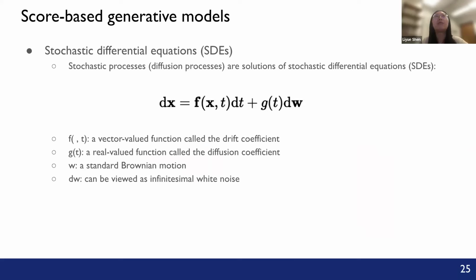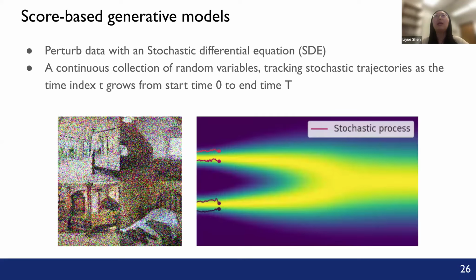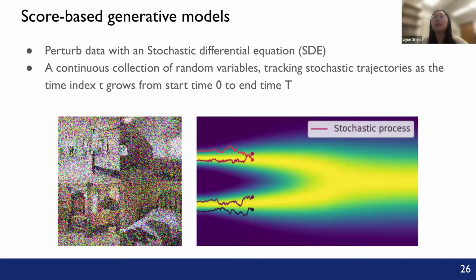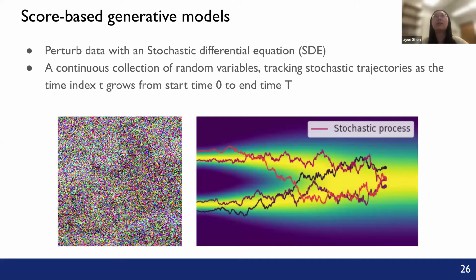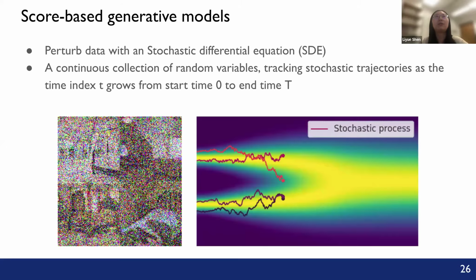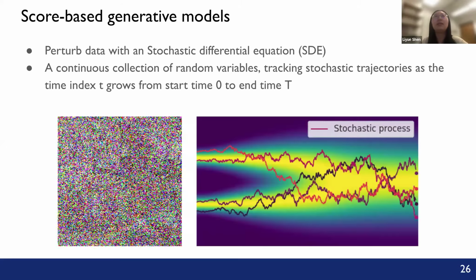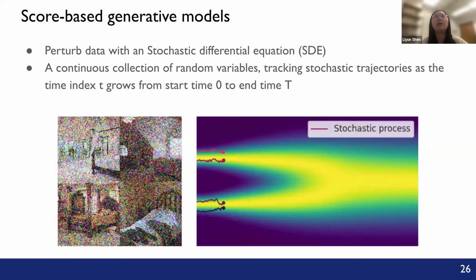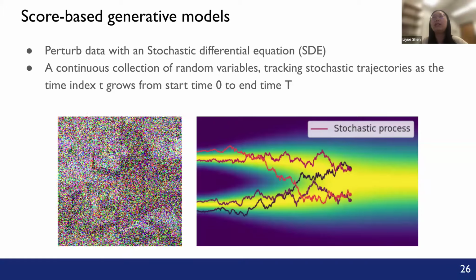We can design a stochastic differential equation whose solution gives us a stochastic process that can describe the noise perturbation process from the continuous-time perspective. If we use this process to represent the perturbation process, it gives us the data perturbation by representing a continuous collection of random variables from the beginning time point 0 until the ending time point T.